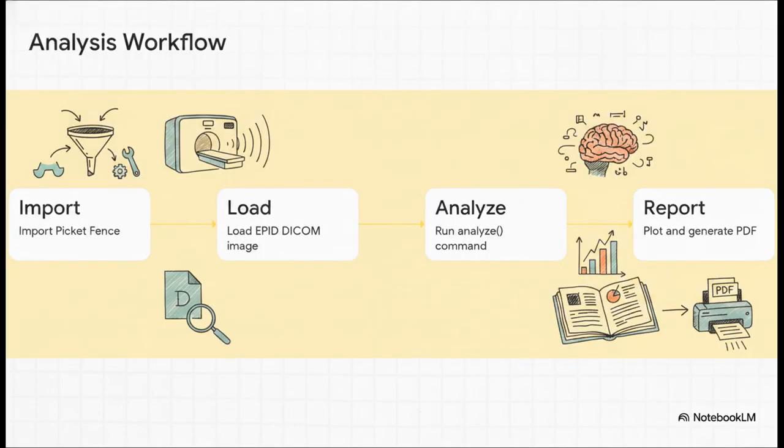The conceptual flow of the code is incredibly straightforward. It's basically 4 steps. Step 1, you just import the tool into your script. Step 2, you load your DICOM image file. Step 3, you hit it with the analyze command. And finally, step 4, you tell it to plot the data and generate your PDF report. That is literally it.